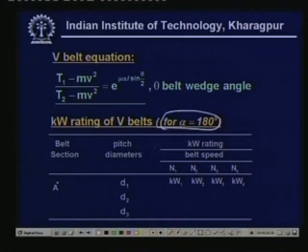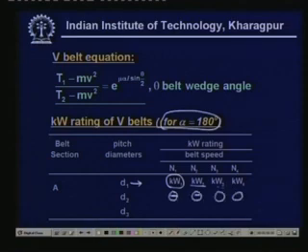So, if you have an A section belt with a pitch diameter of D1 for the pulley, and it is running at speed N1, then the kilowatt rating of this belt is kW1. Similarly, for N2 speed it will be kW2, and so on. If it is D2 pitch diameter, then for the given speed it will be some other value. Here I have just given it symbolically.